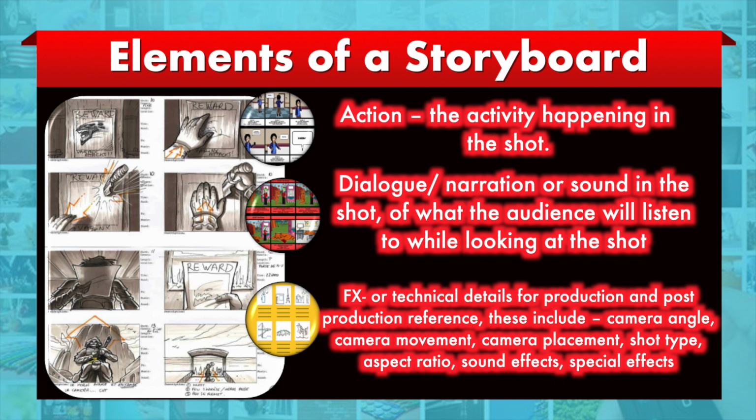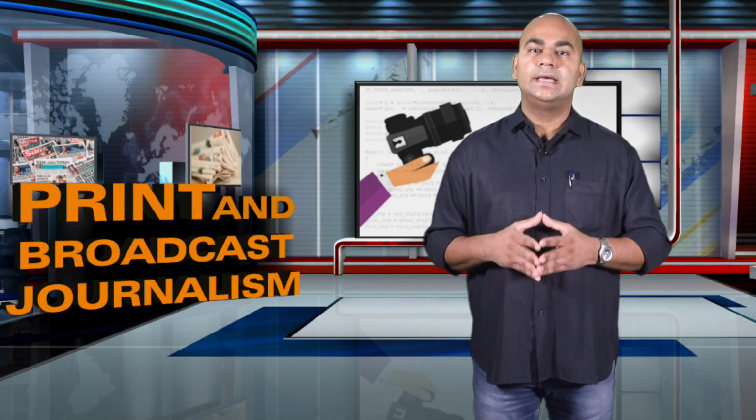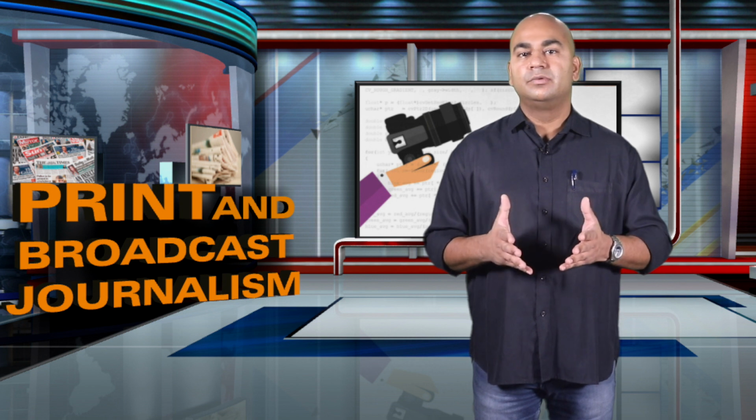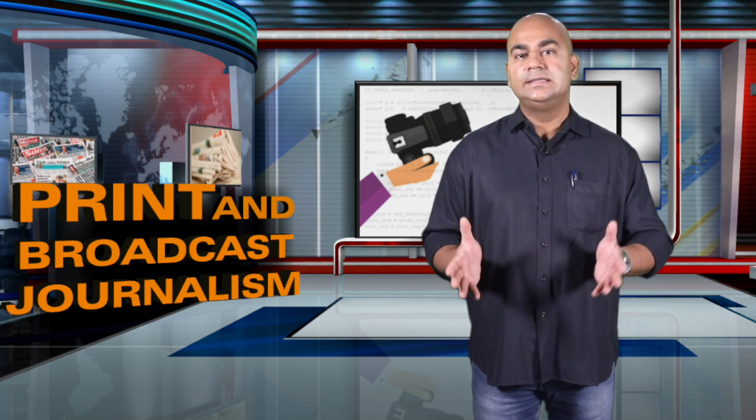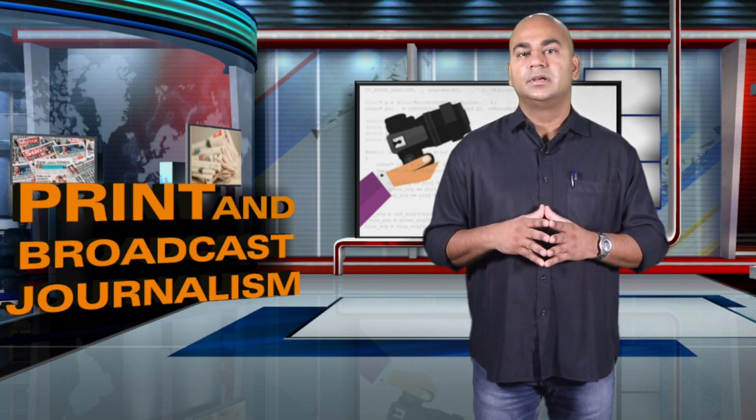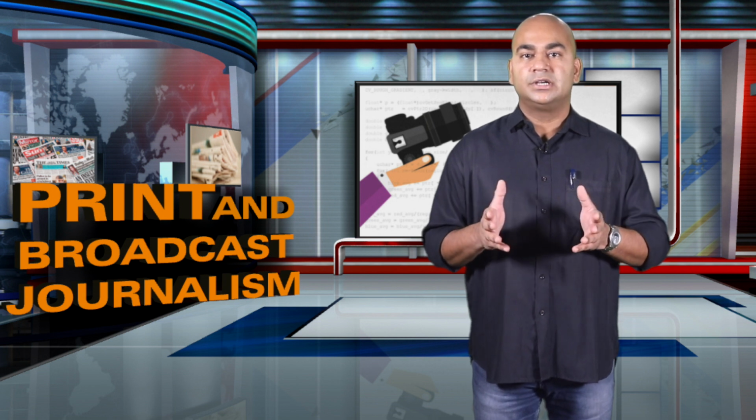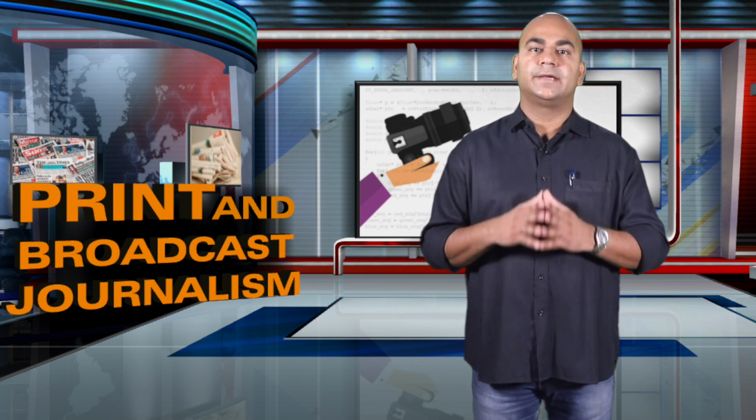These include camera angles, camera movement, camera placement, shot type, aspect ratio, sound effects, special effects. In essence, a storyboard should contain all the necessary information which is required to imagine how the final product will look like. Before we discuss the tools required for creating a storyboard, let's discuss and explain a key deciding feature of a storyboard, aspect ratio.